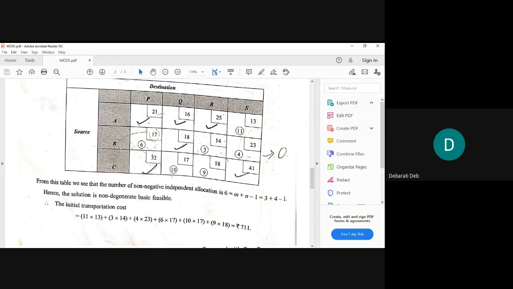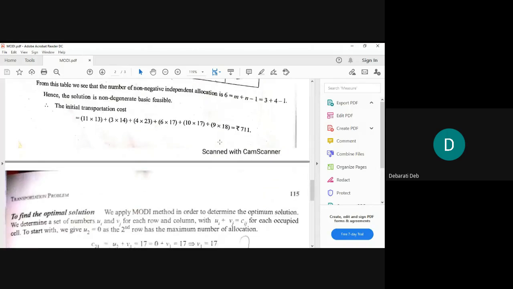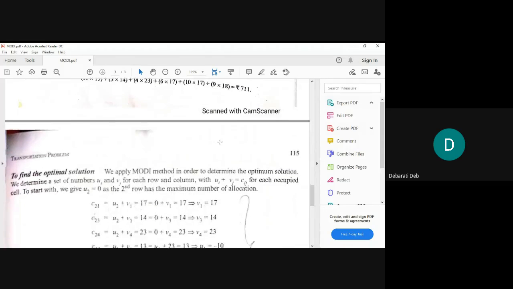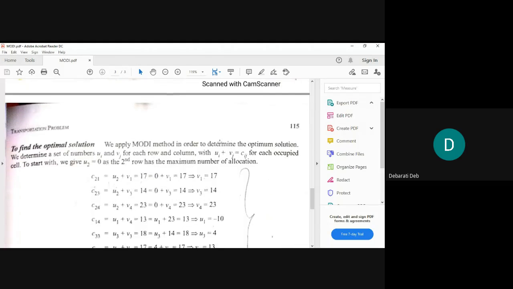We will write u2, where u stands for row and the row number is 2, and v3, where v stands for the column and the column number is 3. So u2 plus v3 equals 14. It stands for that assumption, the function ui plus vj equals cij. This is following that rule.